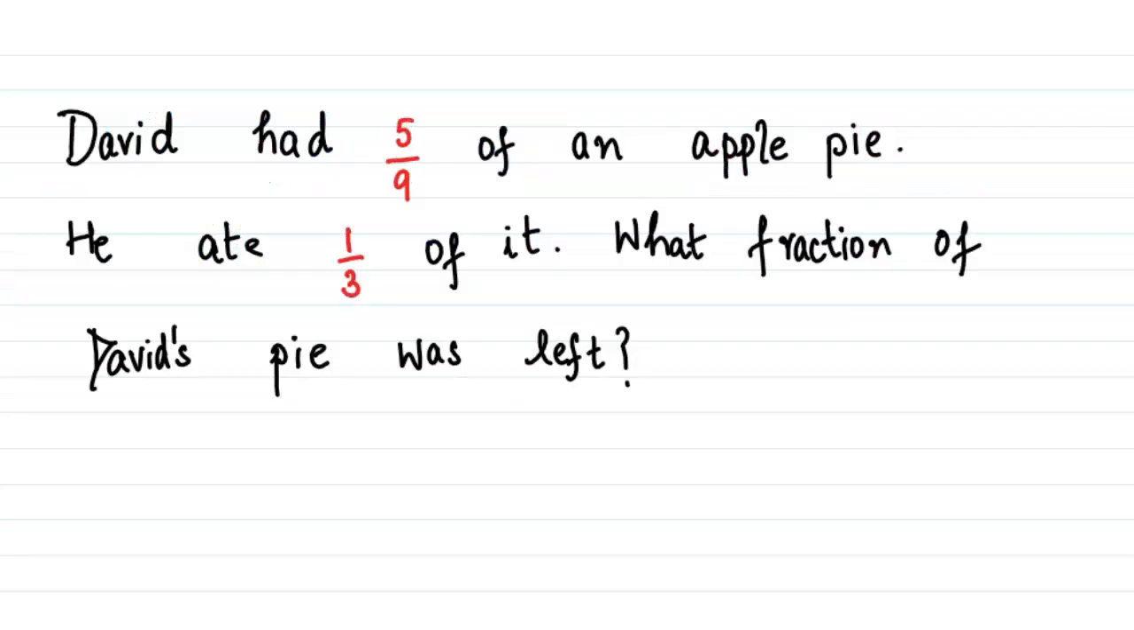We can also think about this question by reading the statement and without drawing the diagram. If we look at this question, David had 5/9 of an apple pie and he ate 1/3 of it. So we will get an expression 5/9 minus 1/3. What are we taking away? We are taking away 1/3 of 5/9. We are not taking away 1/3 of the whole. We are taking away 1/3 of the apple pie which David is having.